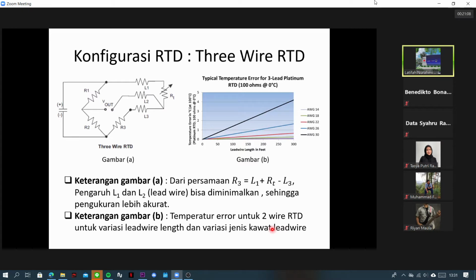So from the 3 wires RTD, what can we conclude? It's a bit different because we are using the third lead wire. So it means the resistance of L1 and L3 can be minimized. This is somehow a typo. So the resistance between L1 and L3 can be minimized.